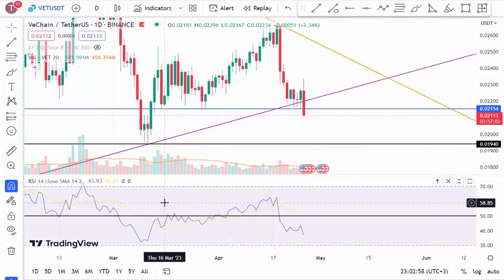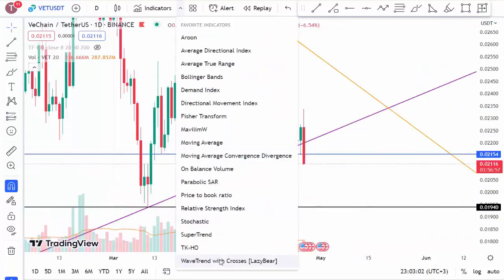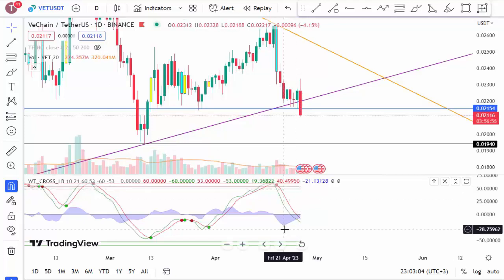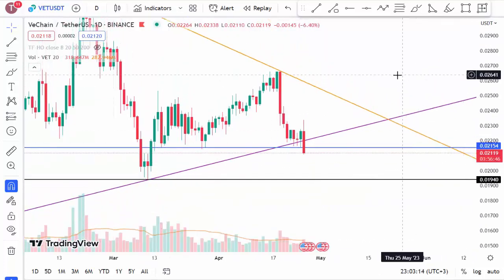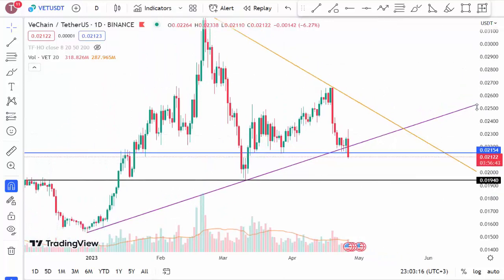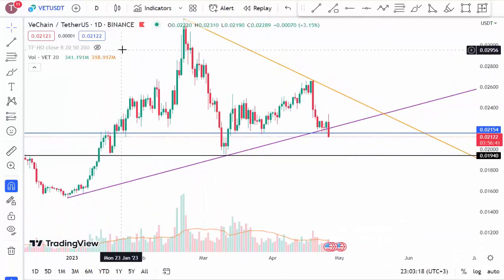Similarly, with the RSI, the long-bodied candle from the last day brought it even closer to the oversold territory, now nearing the 30 mark. Therefore, it is important to be cautious. Additionally, if we look at the wave trend indicator, even though the volume may be flatlining, the lines are still diverging, suggesting that the decline may continue.